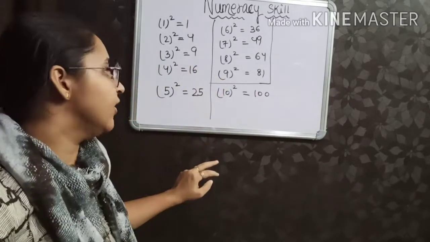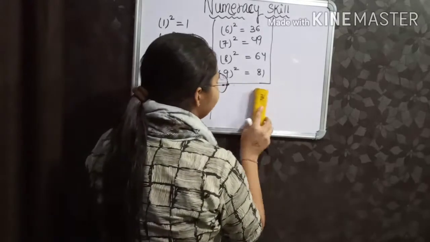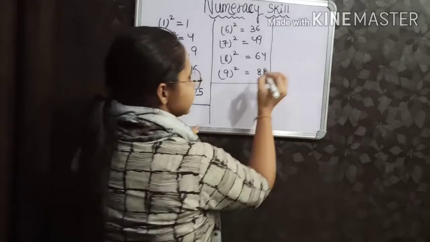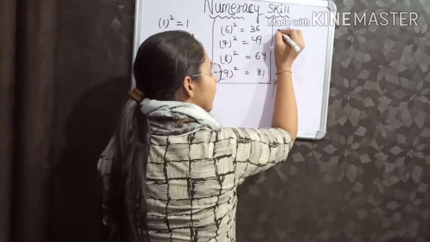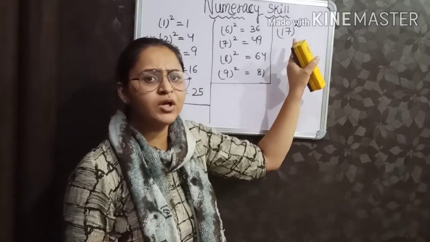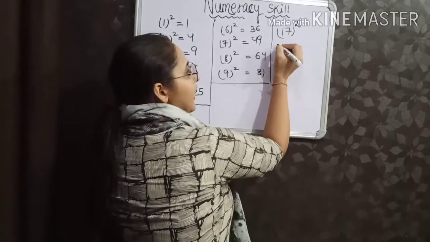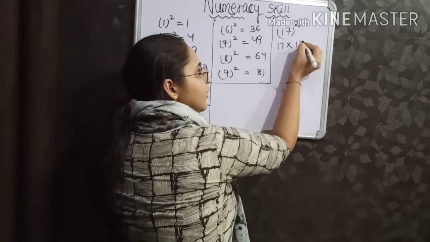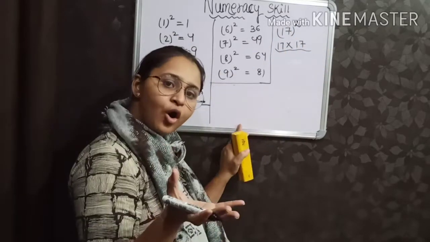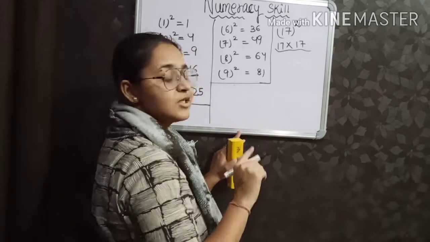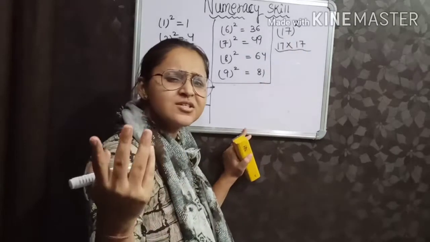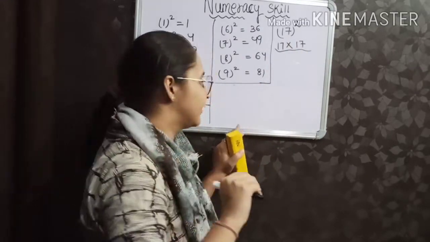Now, if I have to find the square of 17, what will I do? I will multiply 17 and 17 2 times. This is normal multiplication. You all will do this, but I am giving you one trick to calculate this square in just 1 minute. Let's see.